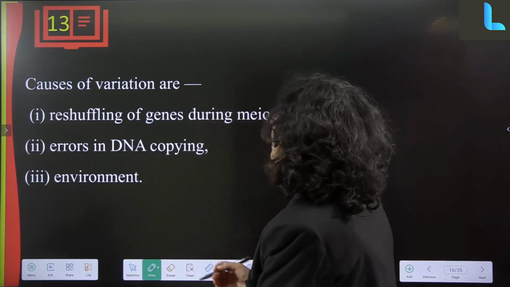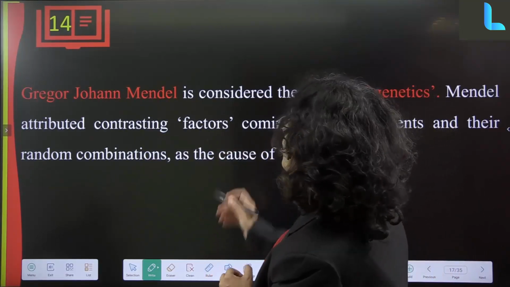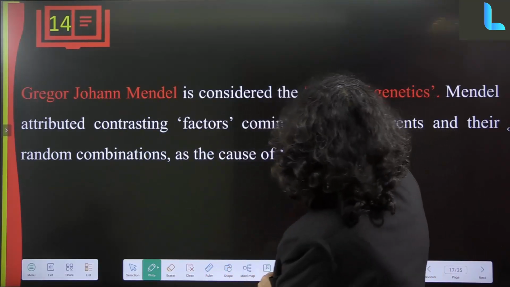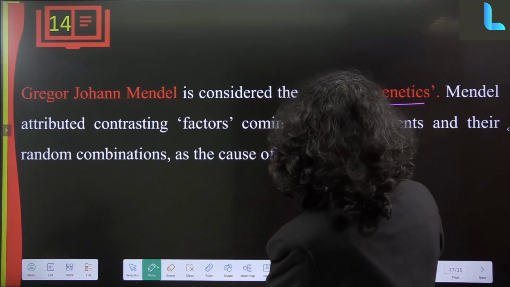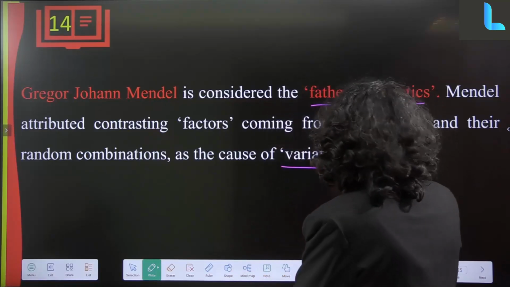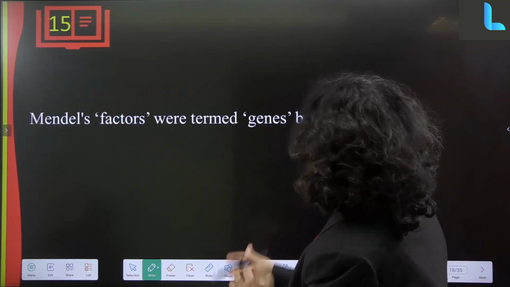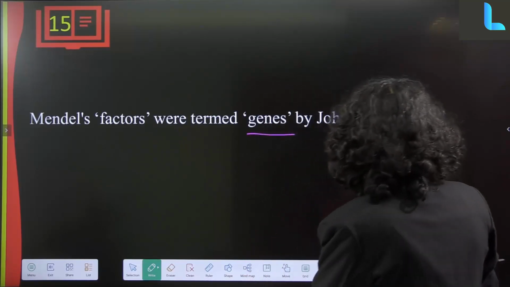So all these are the responsible factors. Then Gregor Johann Mendel is considered the father of genetics. Mendel attributed contrasting factors coming from the parents and their random combination as the cause of their variation. Now, Mendel's factors were termed genes by Johannsen.